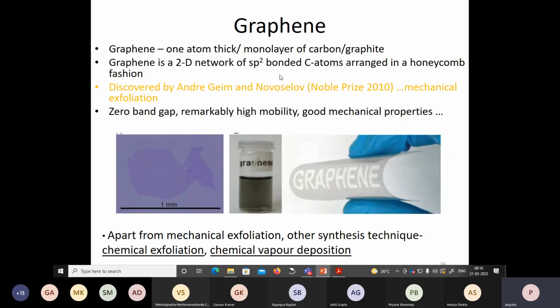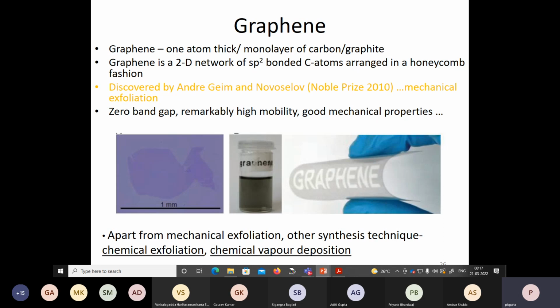So graphene is a 2D network of sp2 bonded carbon atoms arranged in a honeycomb structure, and it was first demonstrated by Andre Geim and Novoselov in, I think, the beginning of 2000. They are from the University of Manchester. They have done it through mechanical exfoliation. You remember we were looking at a video in the last class where the video was from Manchester University itself, where they have demonstrated how they have achieved graphene for the first time.